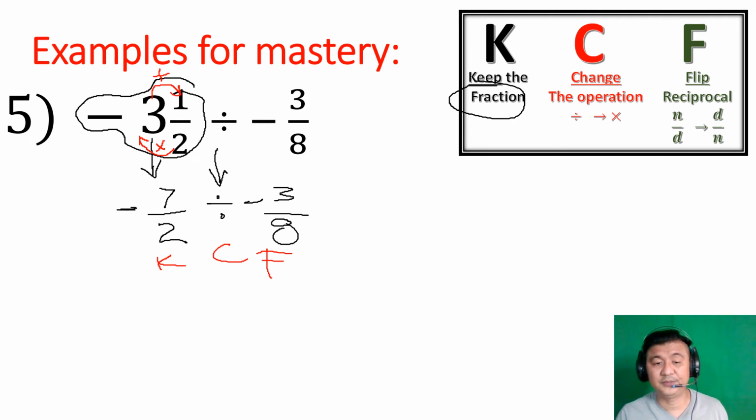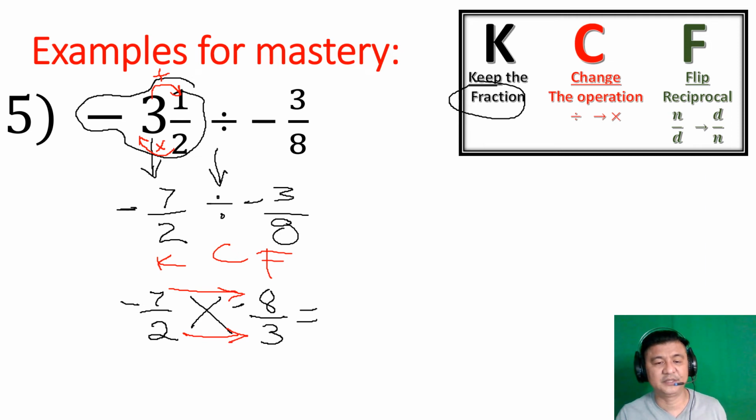So look at how I do it. I organize my solution so I won't mix up the rules. Keep the first one, fraction. Change now to multiplication. Flip it. 8 goes up. 3 goes down. Remember, there's a negative there. So let's now multiply them. Numerators on top and then denominators below. 7 times 8 is 56. And then 2 times 3 is 6. Negative and negative, that's positive.